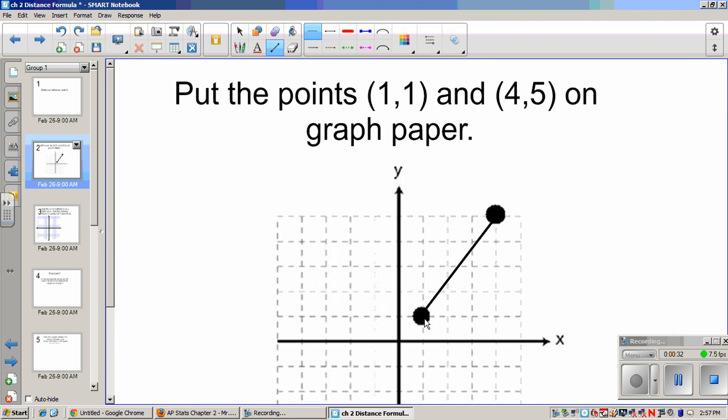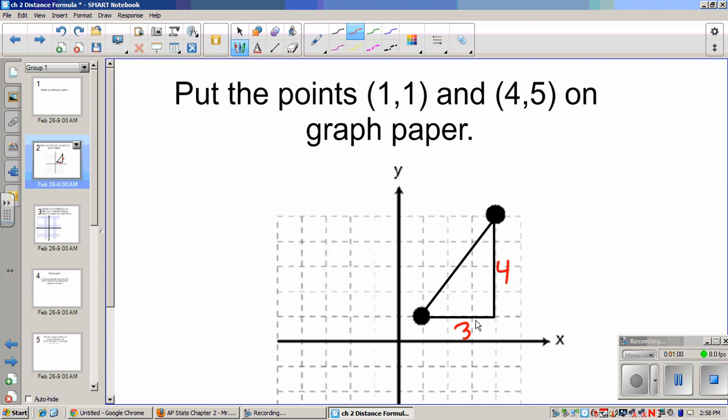But we can easily see that horizontally, we move to the right 3 units, and vertically, we move up 1, 2, 3, 4 units. So it's easy to find horizontal and vertical distance to a new location, but to find from here to here, it's not as easy to just look at it and see.